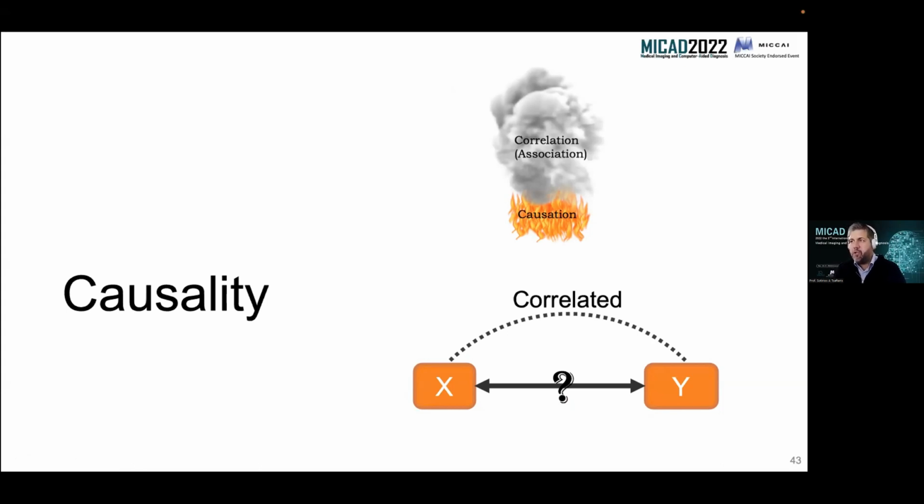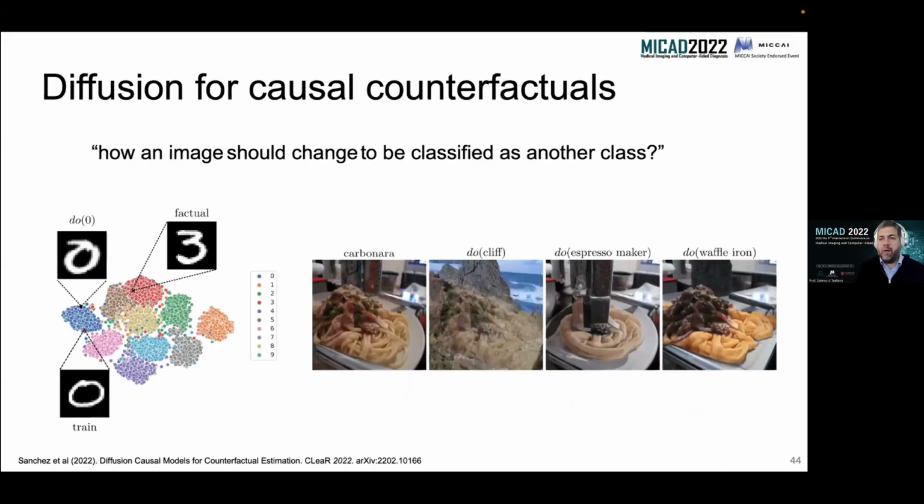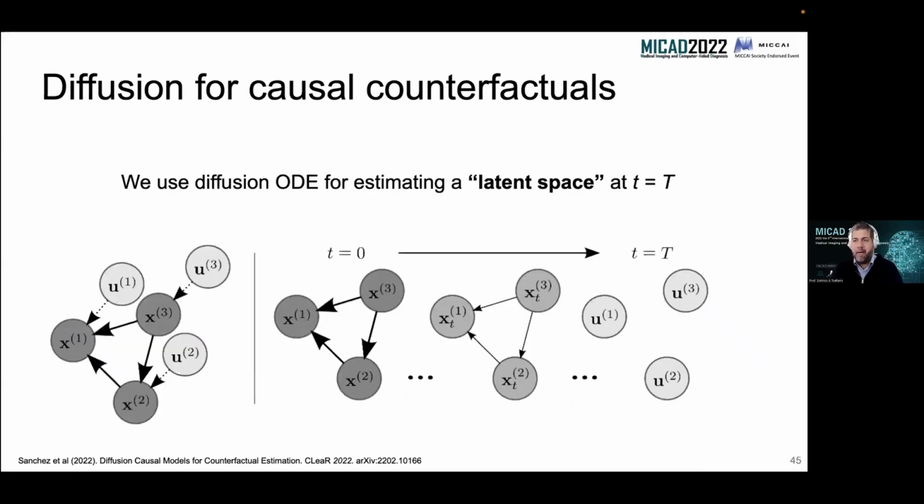So here we wanted to come up with a model that is able to use diffusion models to create causally plausible counterfactuals. So to be able to ask questions of how an image will change if it were to be classified as another class. Okay, I'm not going to go through all the details, but we use here the diffusion ordinary differential equations to estimate the latent space at time t.